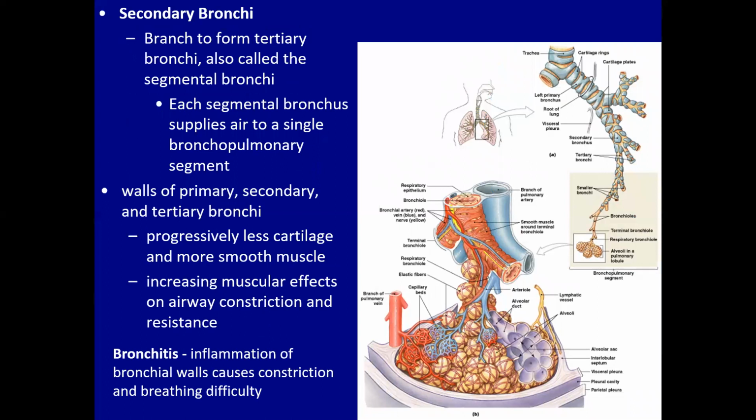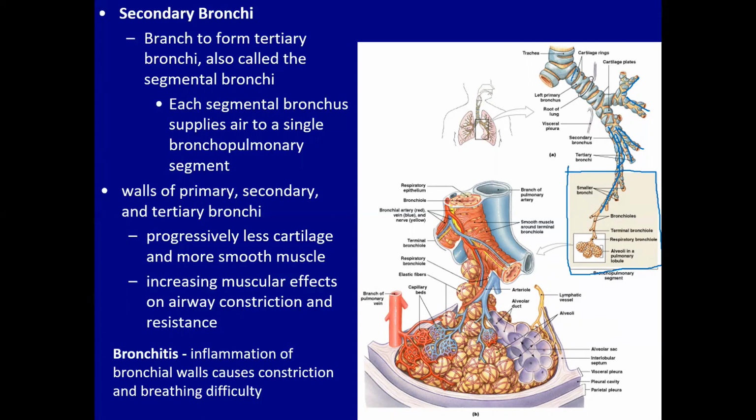These secondary bronchi are going to branch to form tertiary bronchi. There's one here, one here, one here, for example. And as you can see, these tertiary bronchi, sometimes called segmental, are going to supply air to what is called a bronchopulmonary segment. This tertiary bronchus continues to branch smaller and smaller, but this whole structure here is called a bronchopulmonary segment.